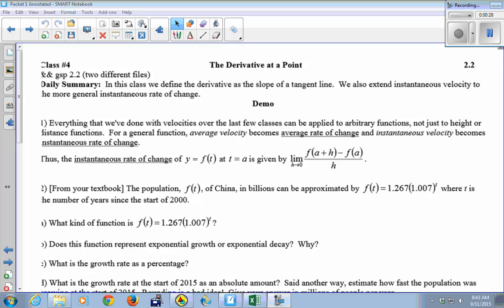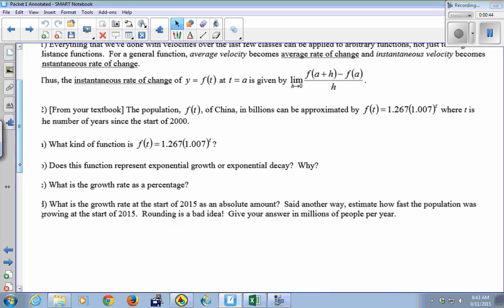All right, so average velocity is going to become average rate of change. Instantaneous velocity is going to become instantaneous rate of change. And then you can apply those terms to any kind of function, not just a distance time graph. So the instantaneous rate of change of a function f at time t equals a is given by the limit as h goes to 0 of the difference quotient. So I think maybe we should draw a little picture to remind ourselves what this difference quotient represents.